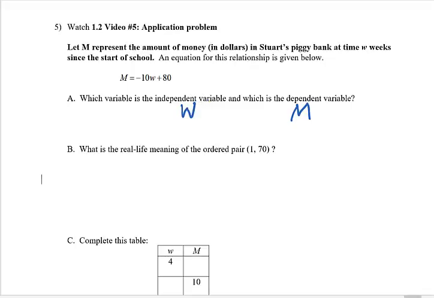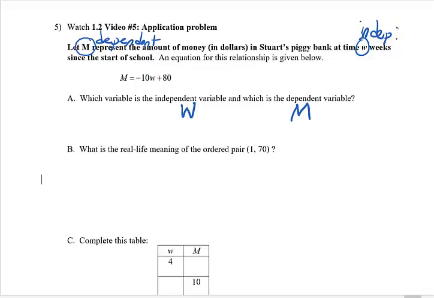Even beyond that, we're going to see these let statements all semester long, and I can tell you that every single time they always start by telling you the dependent variable first and the independent variable second. So that's probably something good to remember.